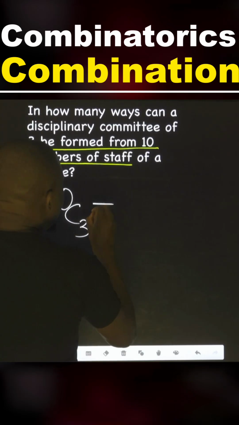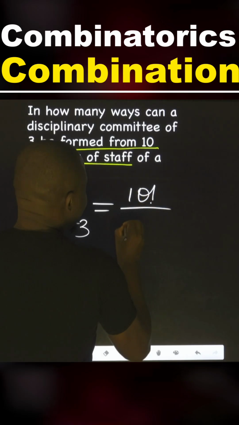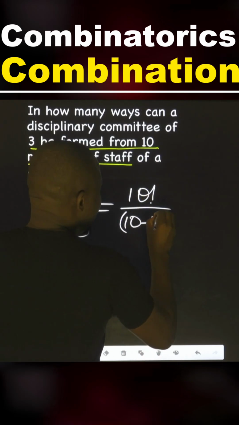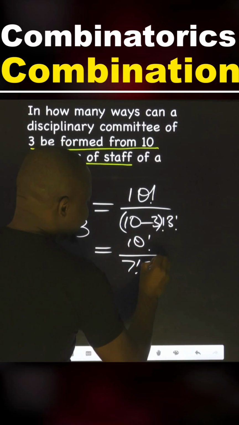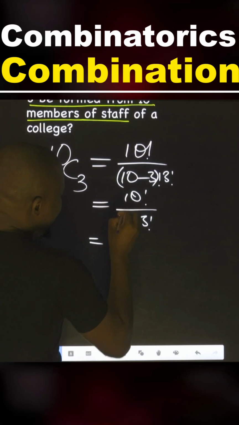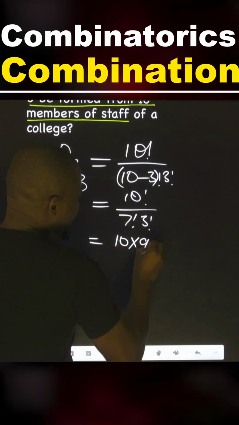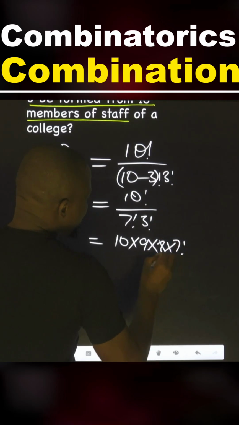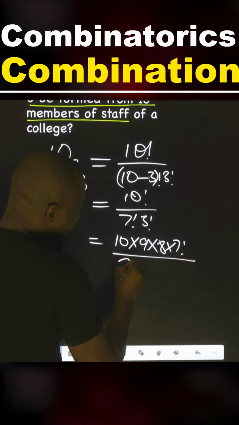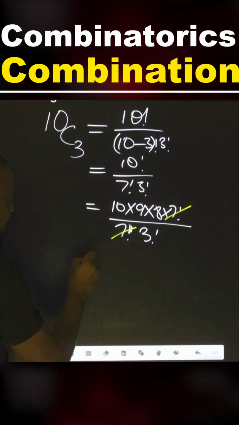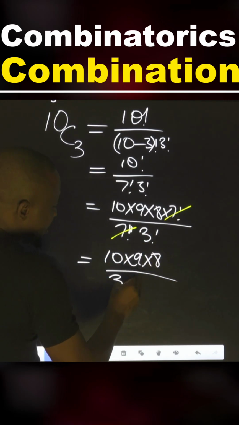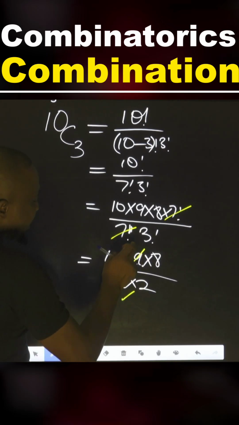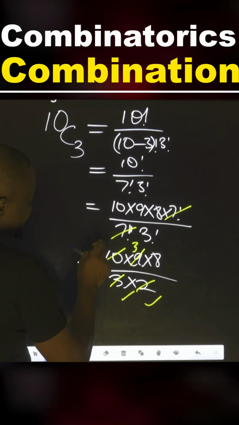This simply means equal to 10 factorial over 10 minus 3 factorial, which is equal to 10 factorial over 7 factorial, 3 factorial. You agree with me? If you solve this now, it means 10 multiplied by 9 multiplied by 8 multiplied by 7 factorial. Once I see 7, I stop, just because I want to strike out this 7 and this 7, okay? It means we now have 10, 9, 8 over 3 factorial, which is 3 multiplied by 2. 3 here 1, 3 here is 3. 2 here 1, 2 here is 5.